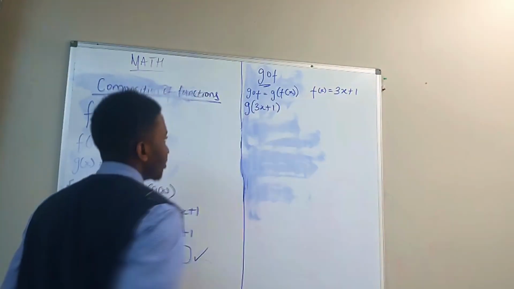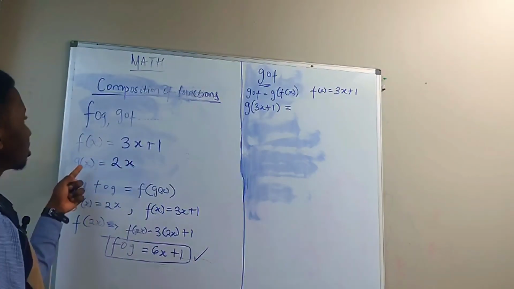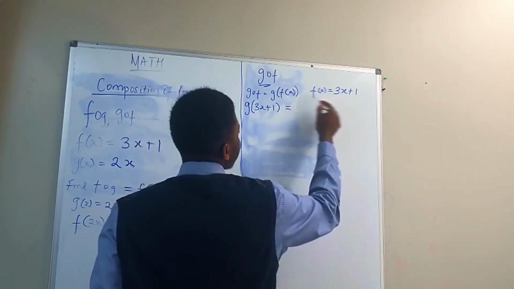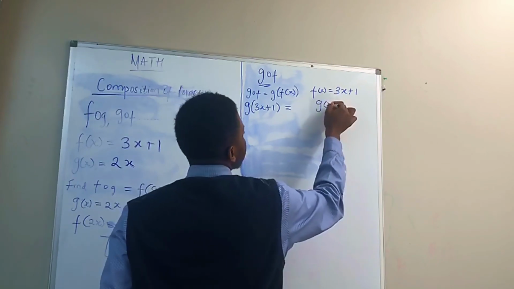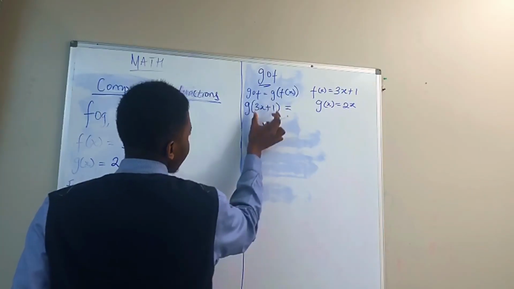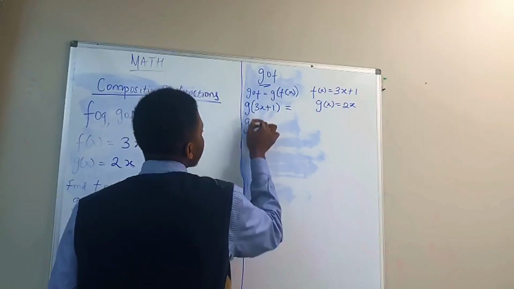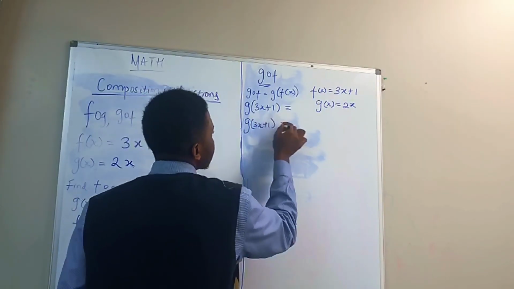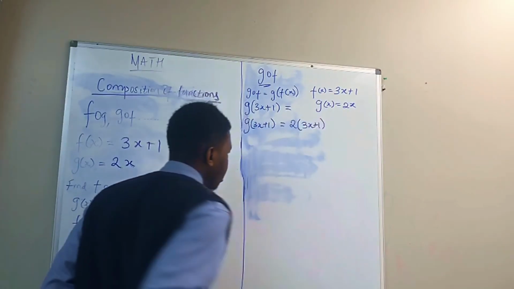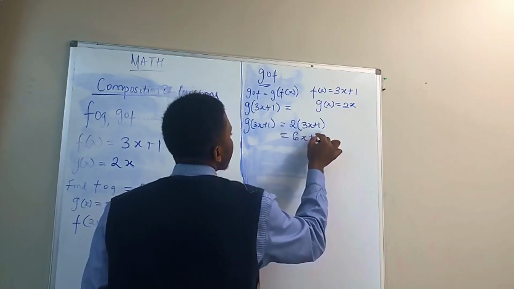And so now I want to find this. Okay, but then we know from our question that g of x is 2x. Okay, and so now right here, if g of x is 2x, what is g of 3x plus 1? It is to substitute the value of 3x plus 1 into the variable x. And so g of 3x plus 1 is now equal to 2, open the bracket, 3x plus 1. Okay, and so this, if you expand the bracket, is 6x plus 2.